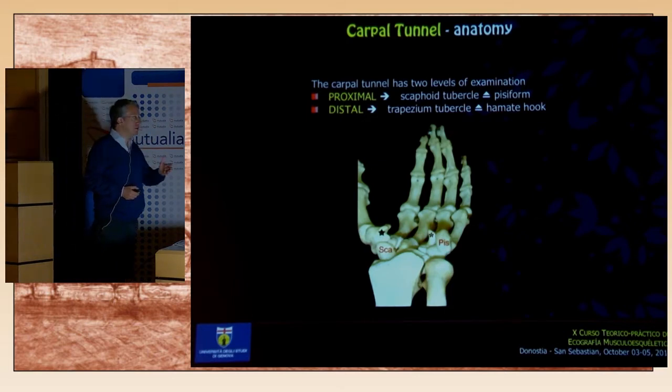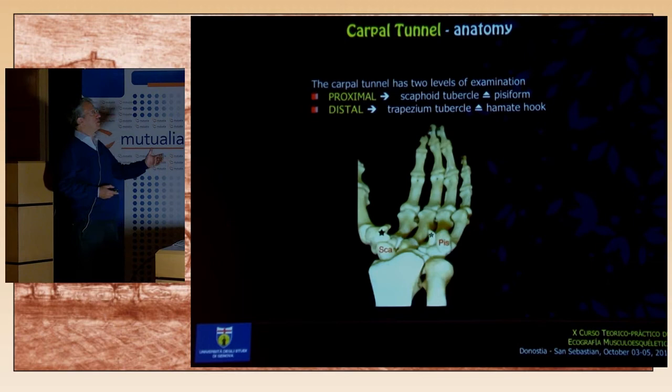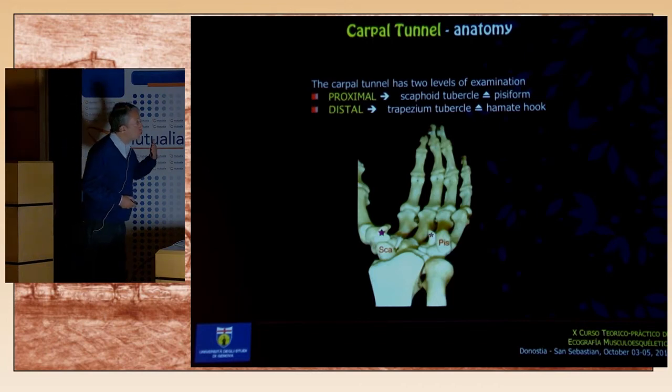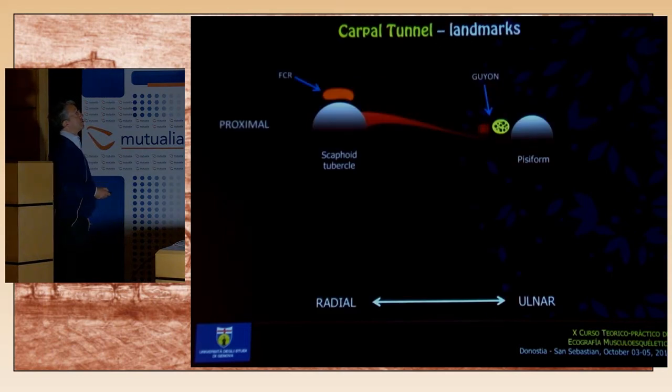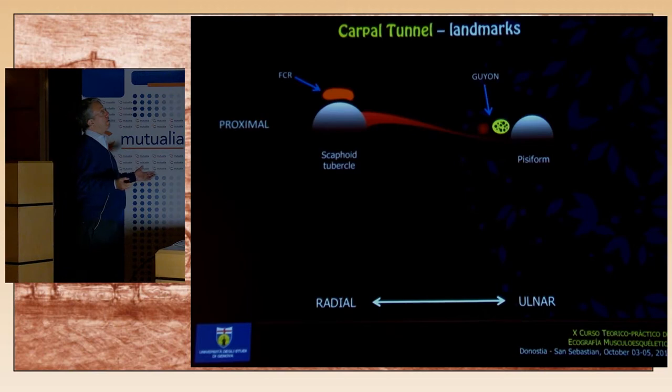Then you descend with the probe towards the tunnel. You place the probe aligned to the scaphoid and the pisiform, the distal landmarks, and then you have to continue in the palm to be accurate. So this is the shape of the scaphoid and the pisiform. They are round, so very easy to identify them.